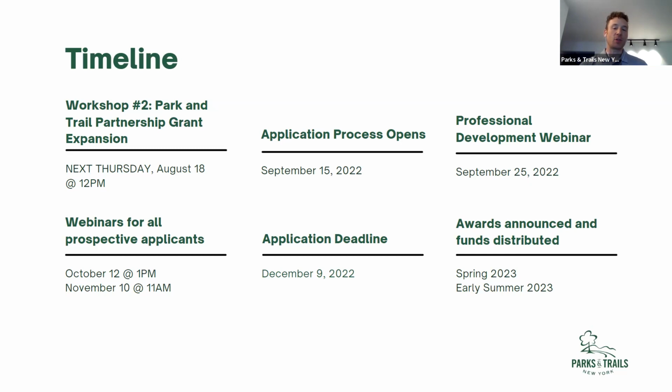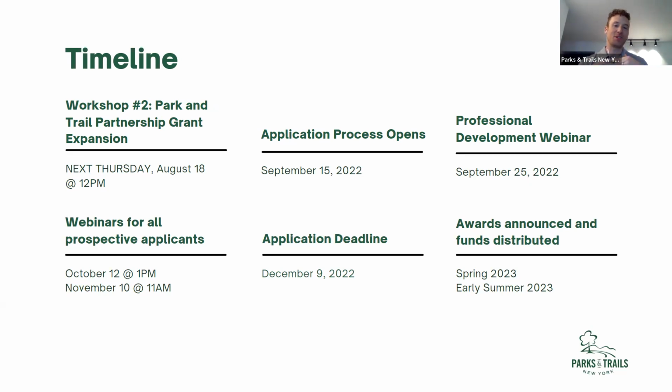Beyond that, the grant application process officially opens on September 15th. Once that happens, we'll be hosting 2 webinars that are open during the application process. The first one is on September 22nd. That's for professional development applicants only. And then another one on October 12th at 1 o'clock and on November 10th at 11. We'll essentially host the same webinar twice, and that's for prospective applicants to go through the entire application process together.